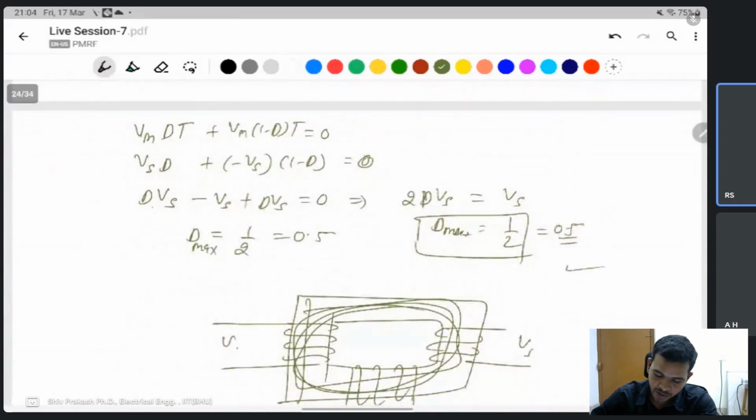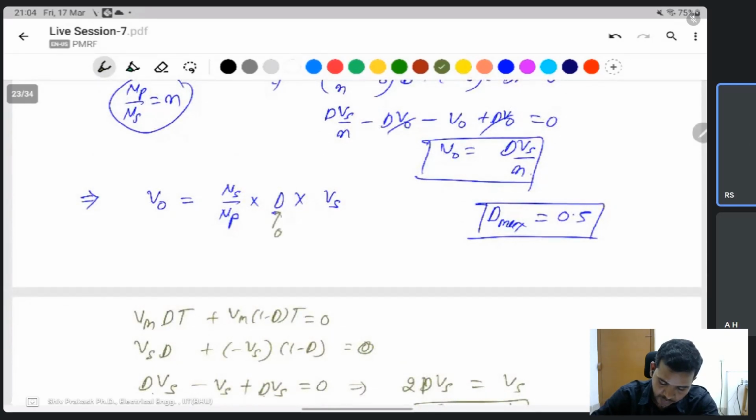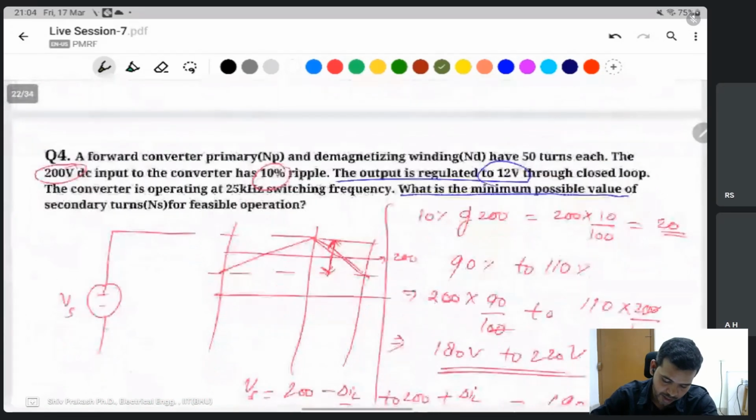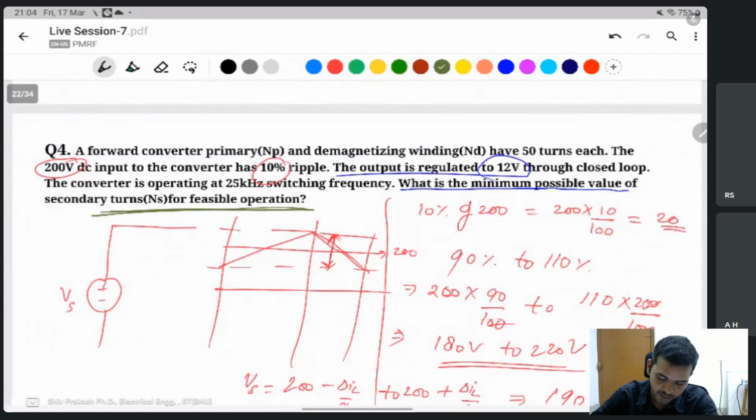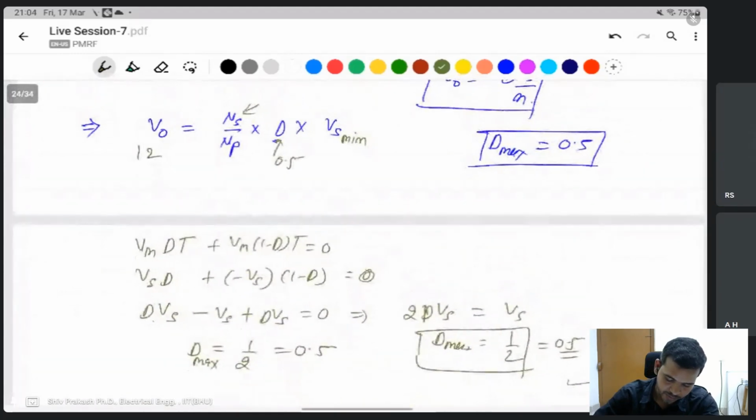Okay. If you take D maximum as 0.5, this one is fixed at 2.5, this one is also fixed, and the output voltage is 12. Vs will be such that if you apply the minimum input voltage, a reliable feasible operation is given. Feasible operation means that when the minimum input voltage is applied, the output voltage is also regulated at 12 volt. You will find 12 volt at the output.